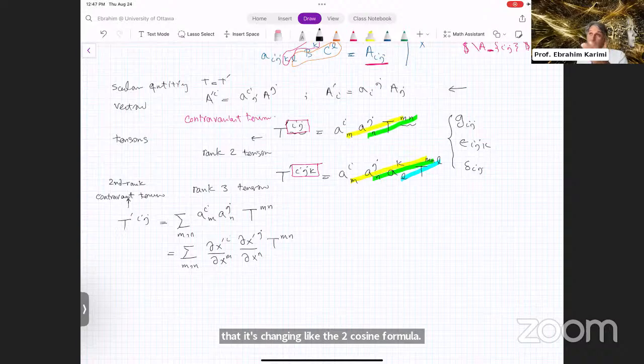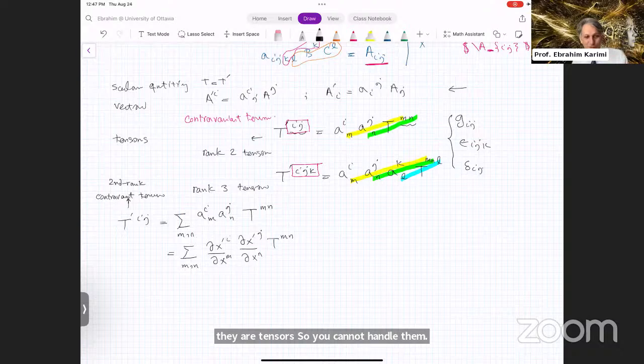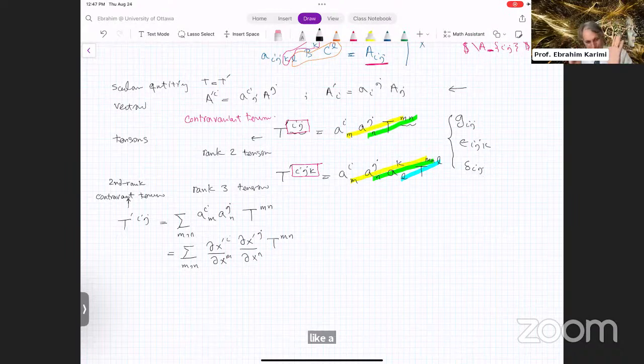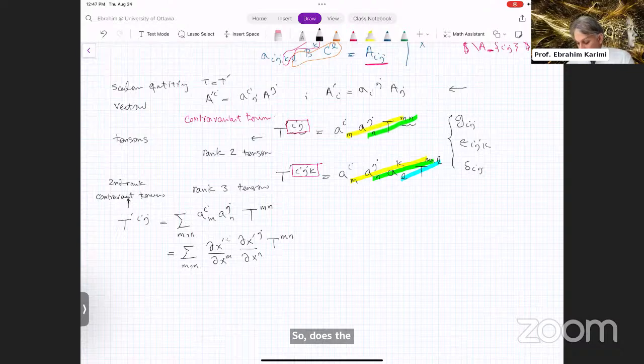For example, the moment of inertia, which is I, is also a tensor. The refractive index is a tensor. Epsilon in materials, they are tensors. So you cannot handle them like a scalar. Well, if your system or your material has symmetry, then it can be handled like a scalar, because the elements of these matrices, or the tensor that you see, are diagonalized and you can factor it out. So that's a contravariant tensor that we introduce here.